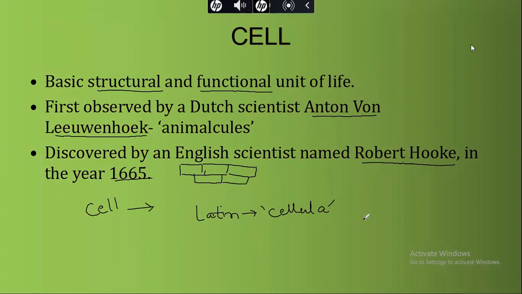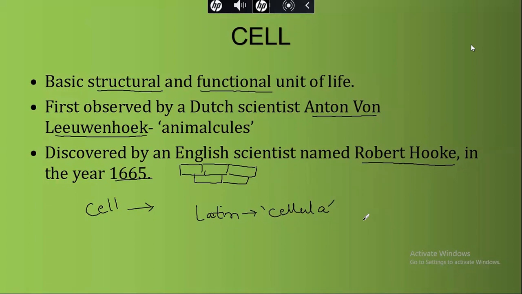It is structural because it gives the structure to the organism, and functional unit because it is because of the functioning of cells that we are able to perform our daily activities. Without the functioning of cells, obviously, we cannot work. The first person who observed the cells was a Dutch scientist named Anton von Leeuwenhoek. The word cell was not known by that time. So he used to call them animalcules.